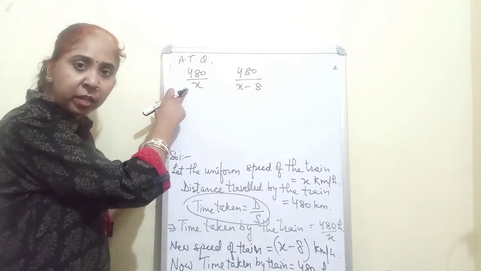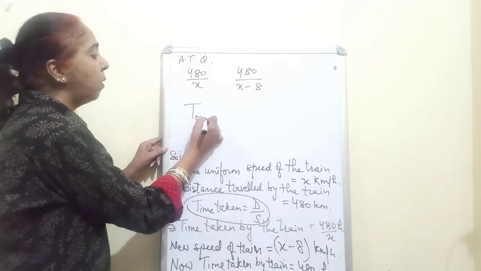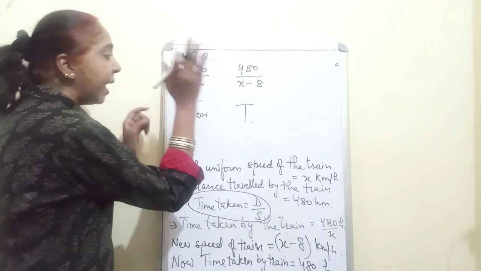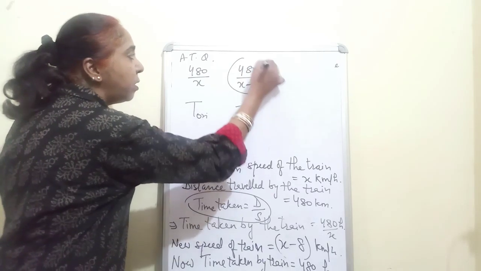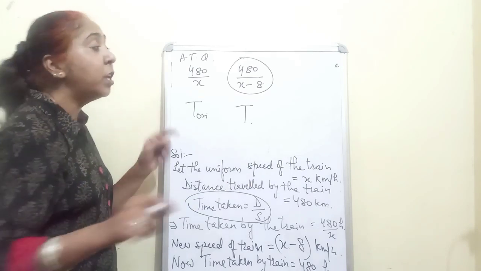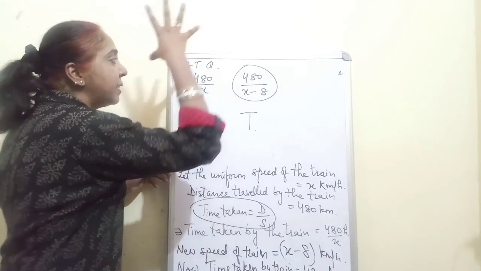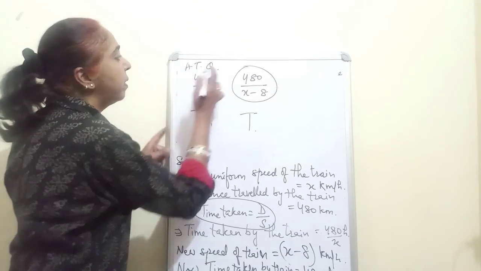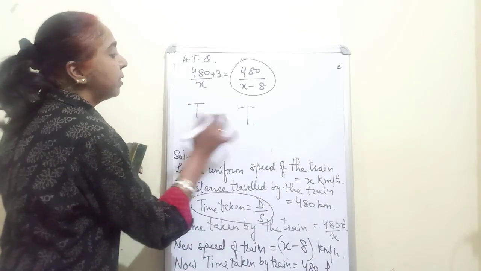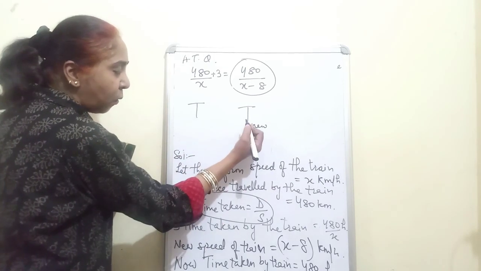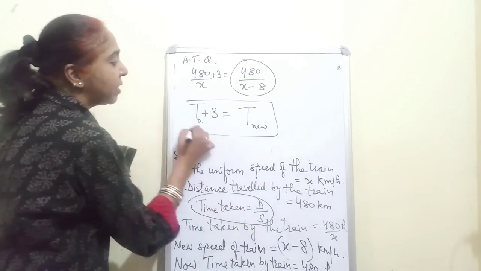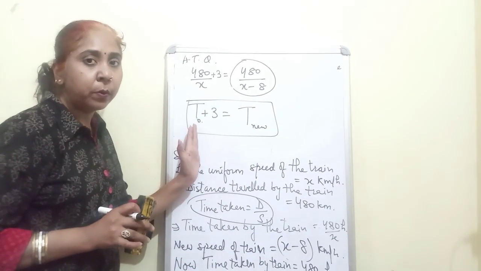So if this is the original time, and this is the time after the speed is decreased, and if the speed is decreased, this time will be increased, and it is increased by 3 hours, given in the question. So that means the new time is increased from the original time by 3 hours. Please try to understand this. Actually, this is the basic condition. Are you getting what I want to tell you?